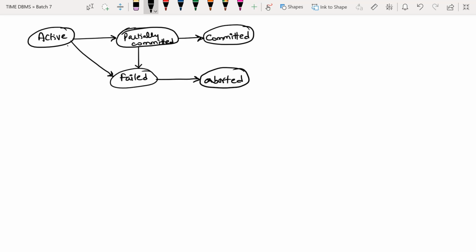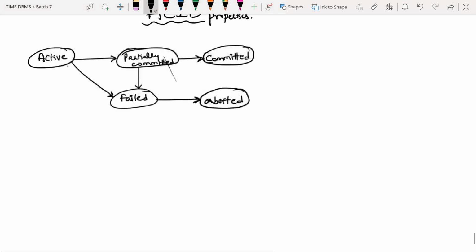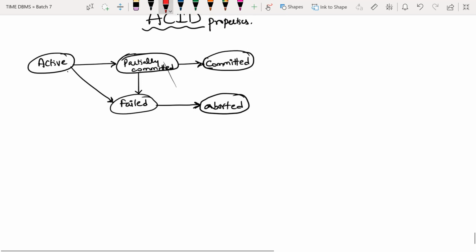And do remember, a transaction can fail before it is committed. Once a transaction is committed, it does not come into the failed state. Once a transaction has failed, it has to be recovered from the failure. The state after recovering from the failure is called the aborted state. Fine. These are the 5 states of a transaction.